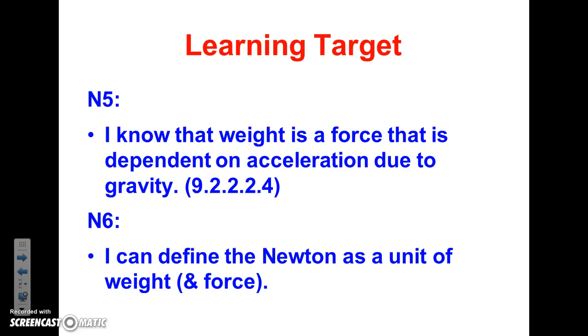And those are the last two learning targets. Learning target number 5 is to know that weight is a force that depends on acceleration due to gravity, which varies from planet to planet. Learning target number 6, that you can define the Newton as a unit of weight.